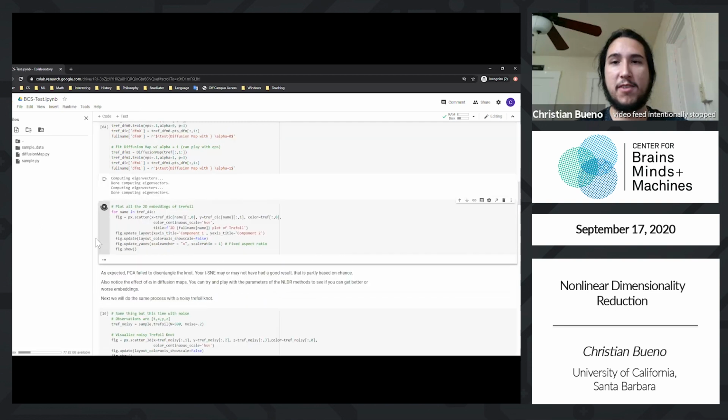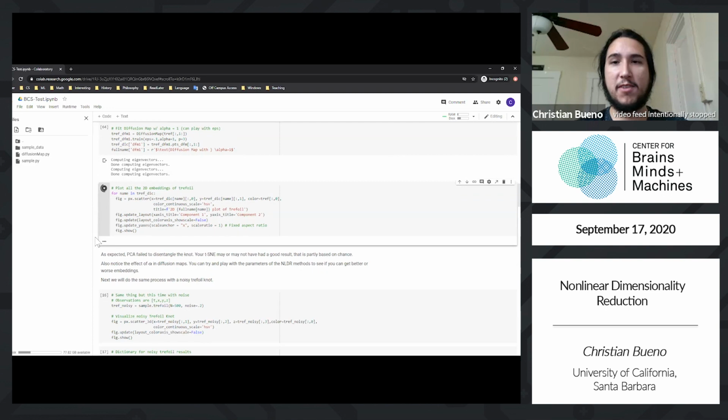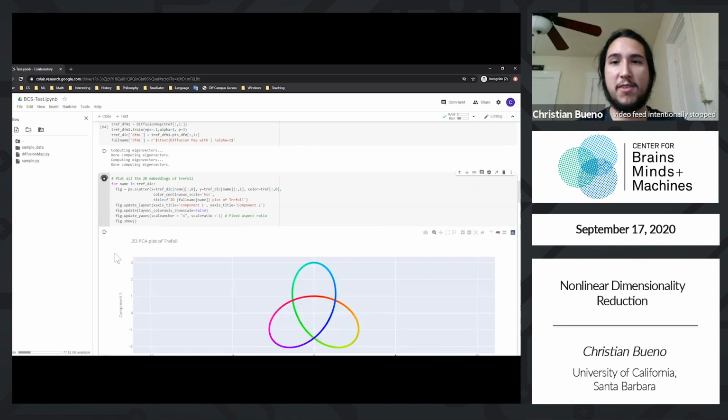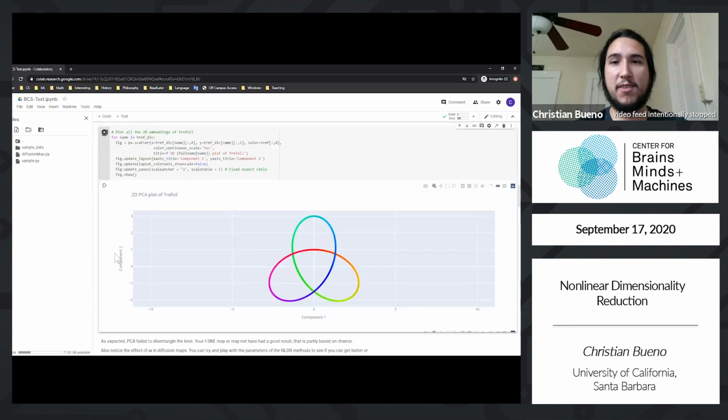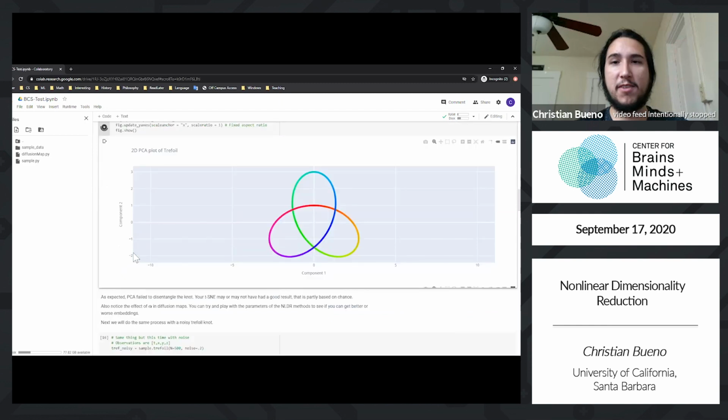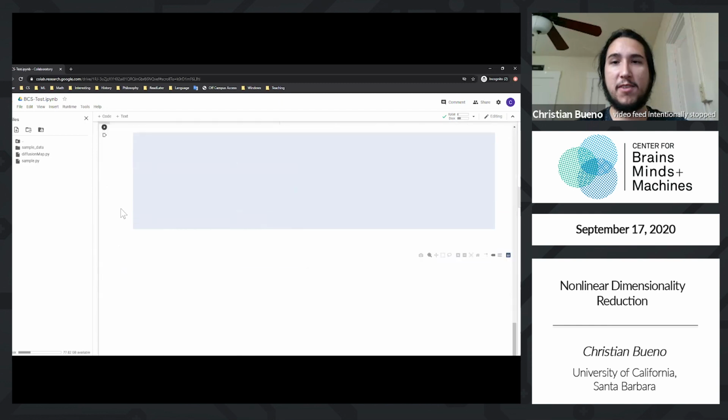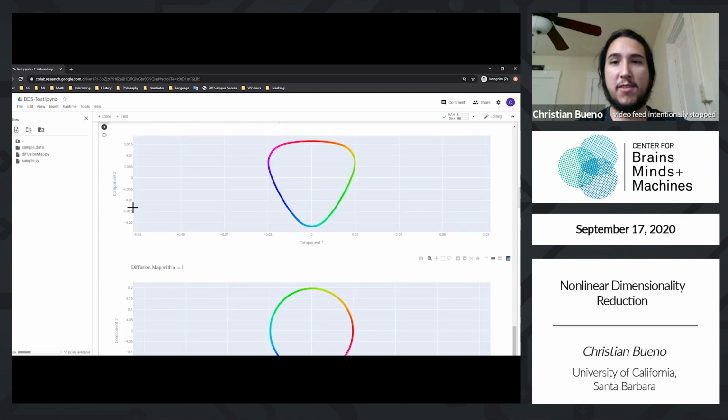So now we're going to just plot all our things. So as expected, PCA cannot do much more than that, which is still nice as a picture, but not what we're looking for. Oh, I scrolled too far. Okay.